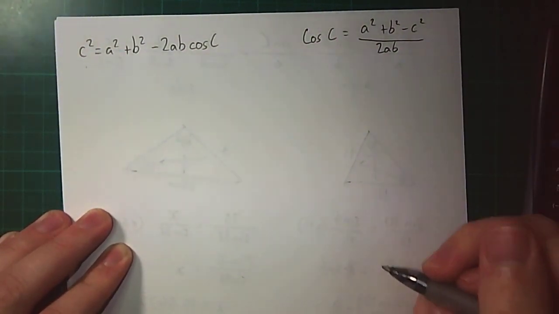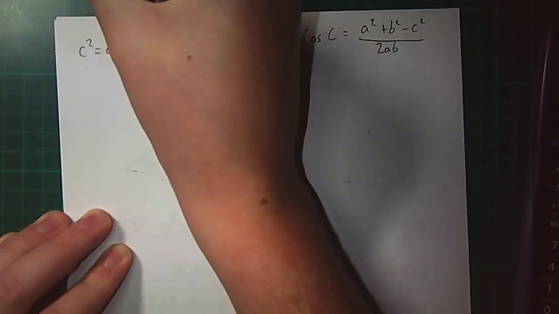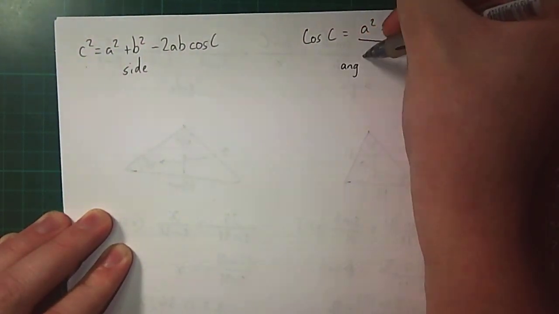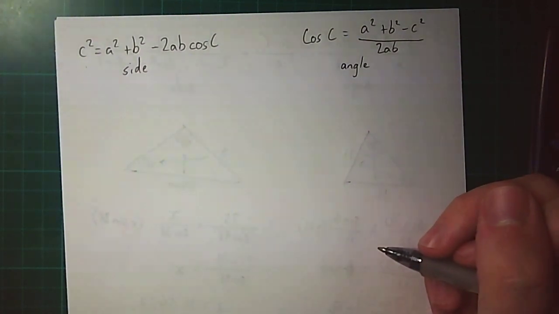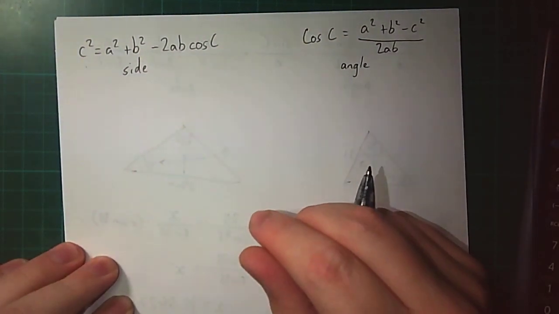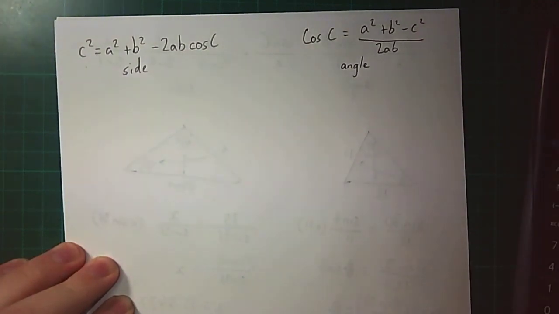Okay, there are two instances. This is for a side, this is for an angle. Okay, now that we've got that out of the way, let's actually try and solve some triangles.